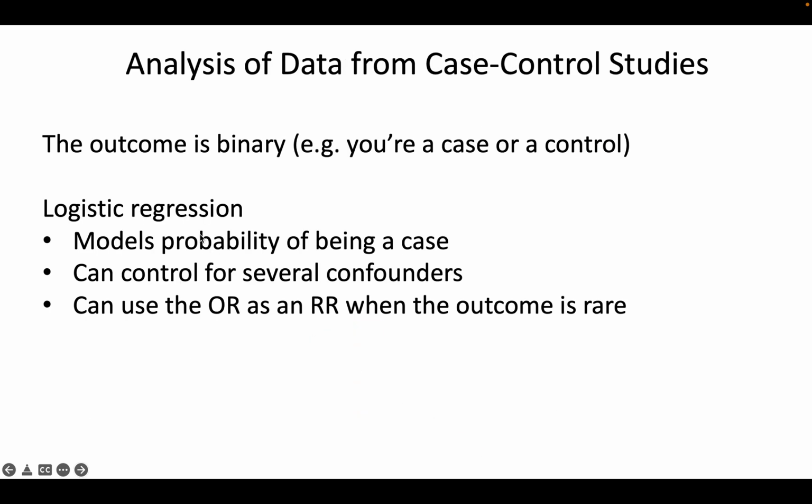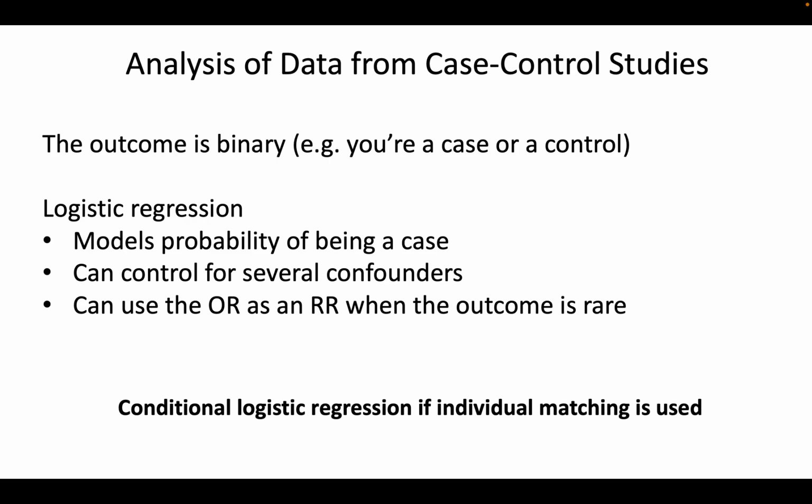Just a quick note on analysis. The outcome is binary. With case control, you're a case or you're a control. Logistic regression is suitable for this. If the disease is rare or you're using an incidence density design, then you can estimate the relative risk from the odds ratio, which is the measure of effect produced by logistic regression. But if you do individual matching, then you need to use conditional logistic regression.